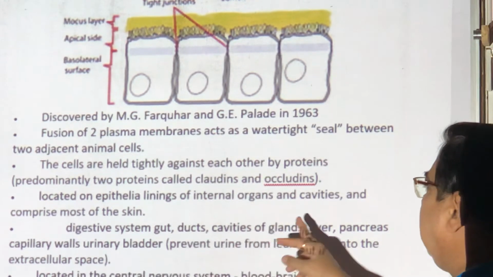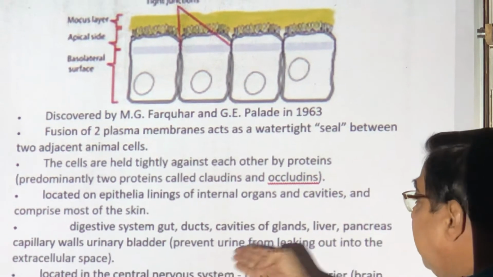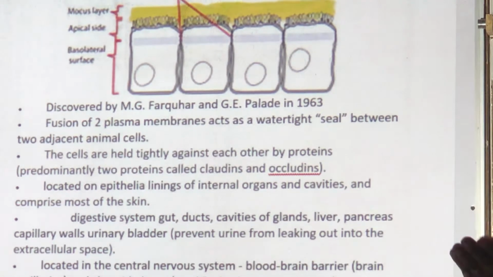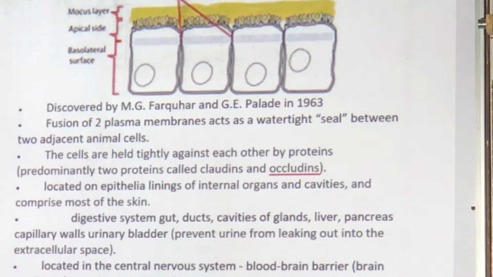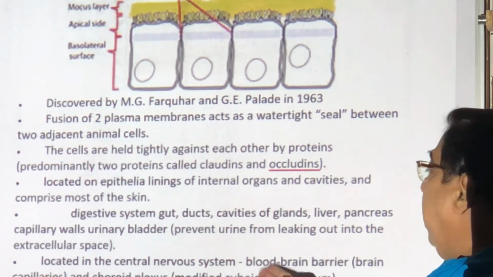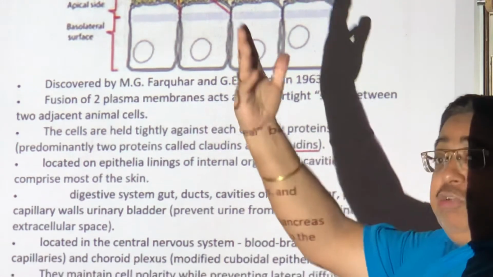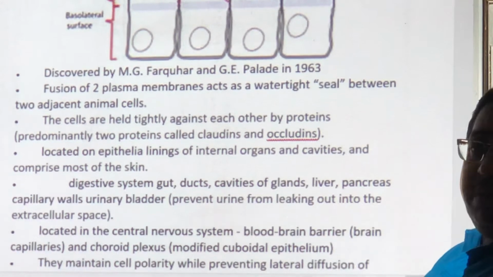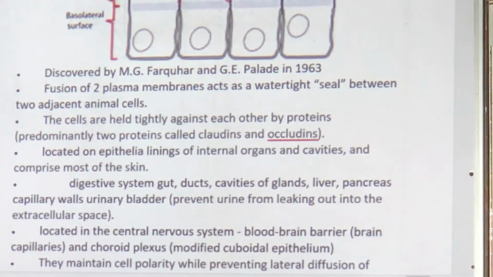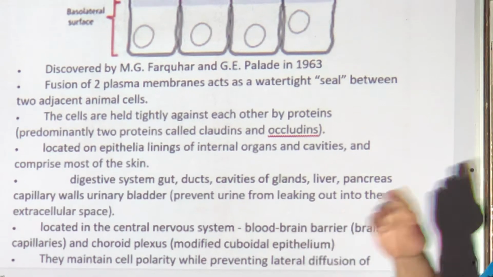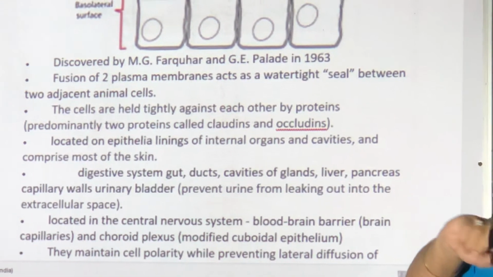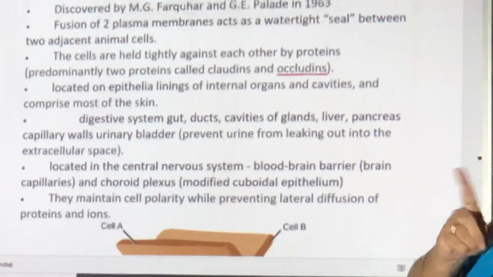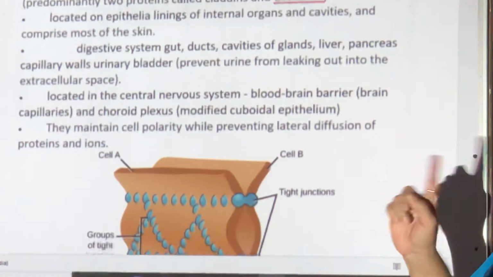Digestive tract, body cavities. Why? To prevent leakage. Imagine if your urine leaked inside your body. Then the blood-brain barrier: we don't want all chemicals to go to the brain. Our brain will fail with the poison. They maintain polarity. Which direction can you enter, or can you exit? You can't do both. They have polarity.